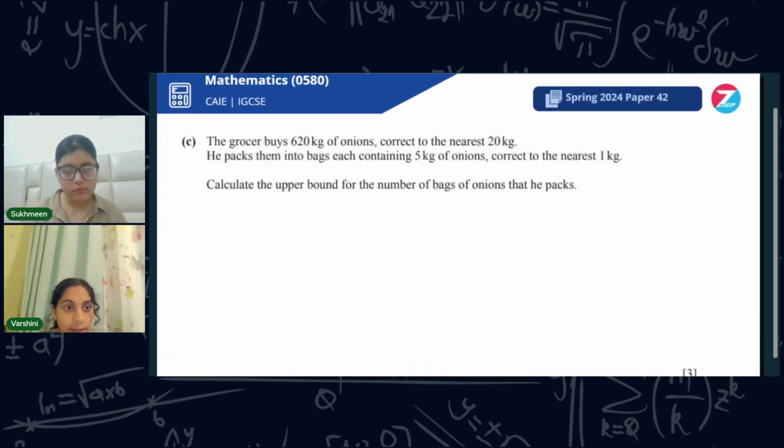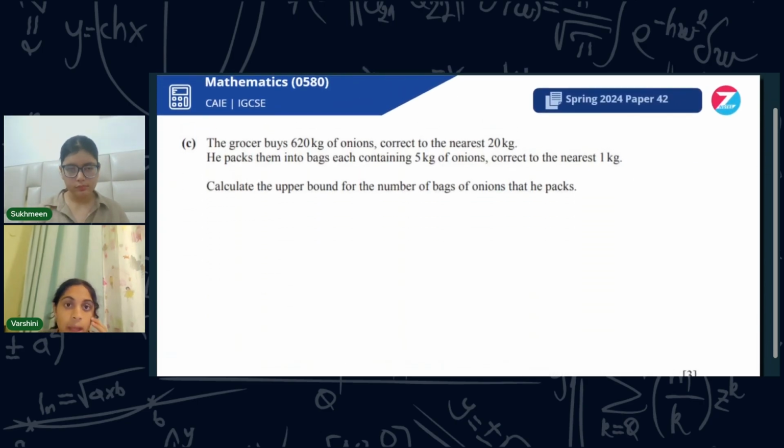Okay, part C. The grocer buys 620 kgs of onions, correct to the nearest 20 kgs. And he packs them into bags, each containing 5 kgs of onions, correct to the nearest 1 kg. Calculate the upper bound for the number of bags of onions that he packs.